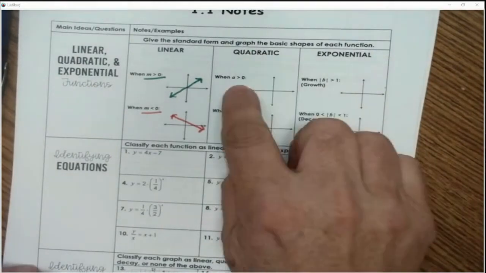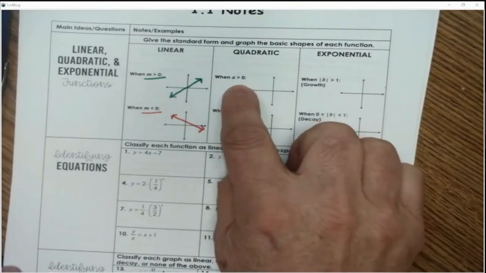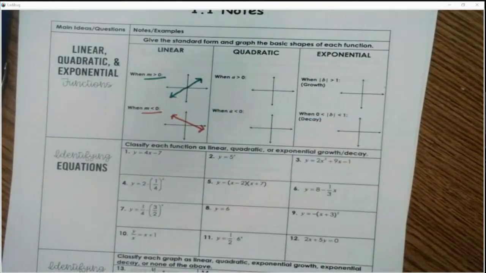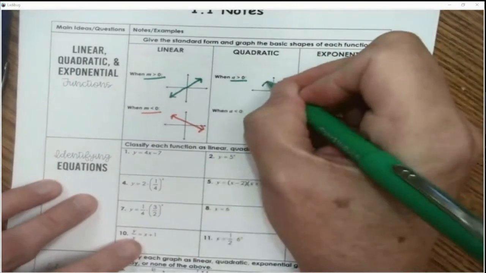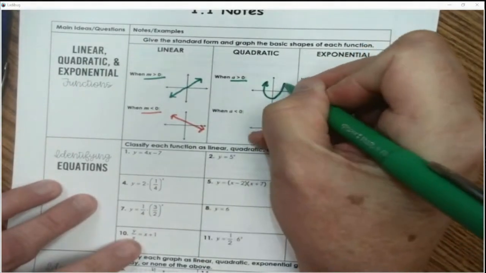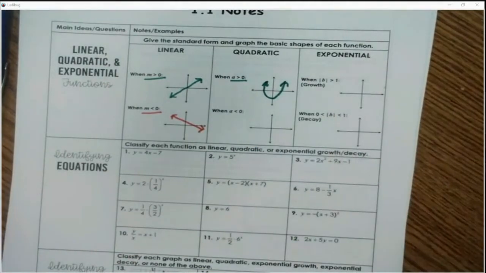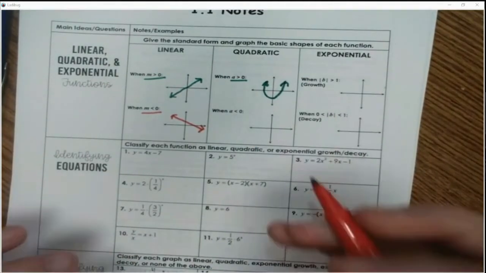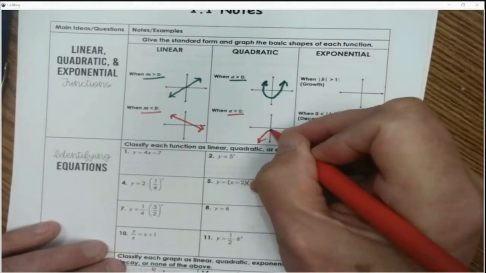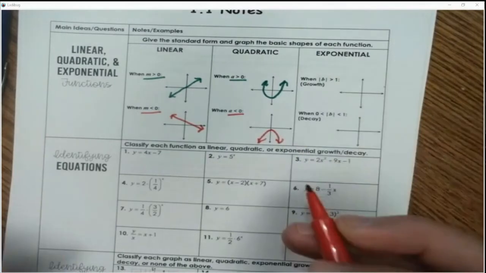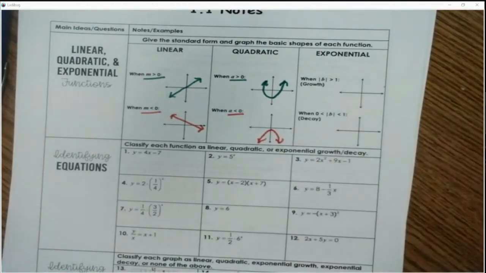Quadratic equations. When a is greater than 0, ax squared plus bx plus c. The a is the coefficient of the x squared, right? When a is greater than 0, we have a parabola that goes upward. When that a, the coefficient of our x squared, is less than 0, the vertex could be positive or negative either way, but it's going to point downwards.